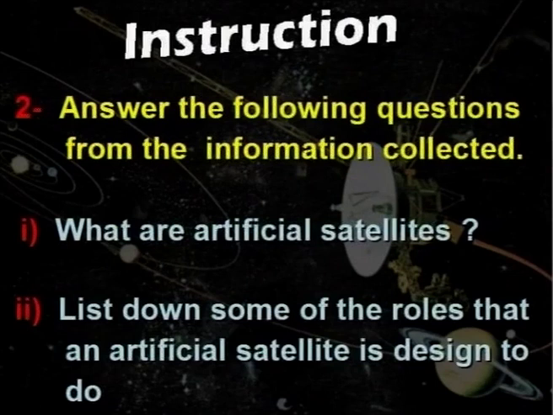Our instruction there, answer the following questions from the information collected. Okay, so you will be answering those two questions there. What are artificial satellites? And number two, list down some of the roles that an artificial satellite is designed to do. Those are the two main questions that you are going to be answering. So during the presentation, get ready to answer those two questions. Right, quickly write that question down in your books.